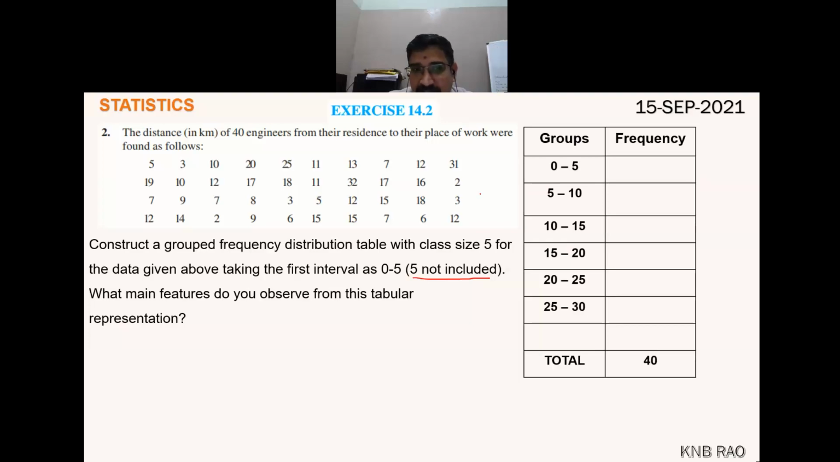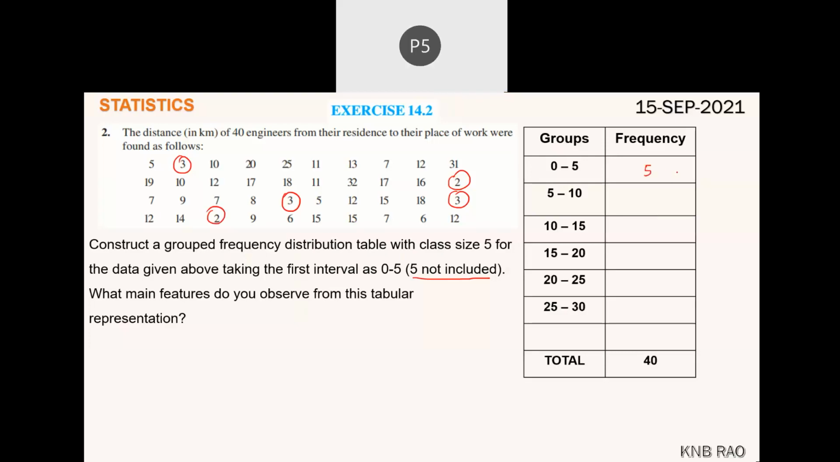Now you know how to do the frequency distribution table. So 5 falls into the next one, not the first one. So what comes in 0 to 5? 2, 3. Sir, 3. And what else? Sir, 2. One more 2 is there, sir. Yes, so only these 5 fellows will come in this interval.